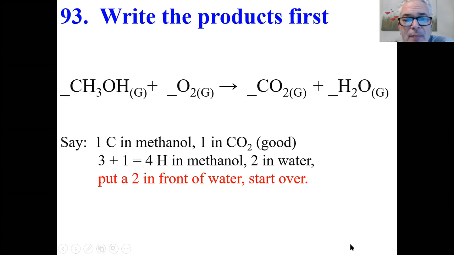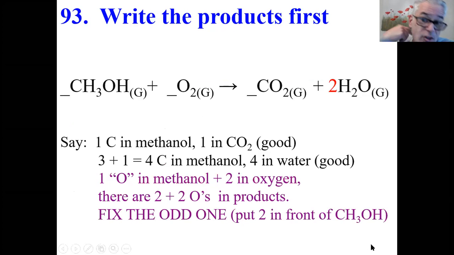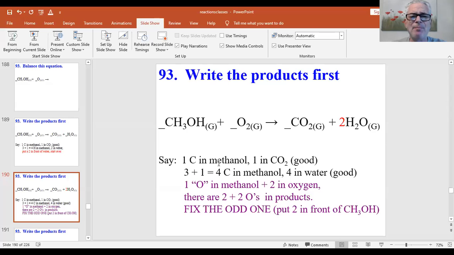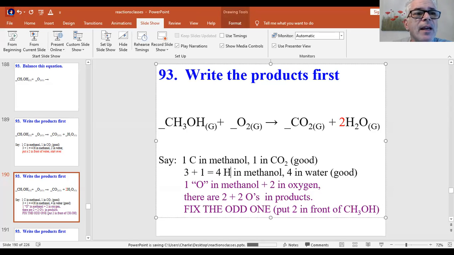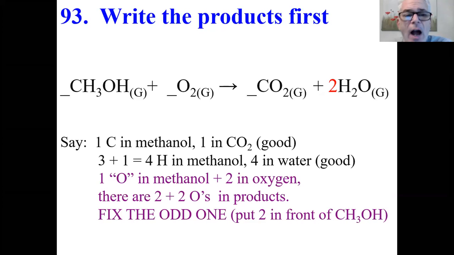So there's 1 carbon in methanol and 1 in carbon dioxide. Good. There's 4 H's in methanol, but there's only 2 in water. So we have to put a 2 in front of the water, and we have to start over again. So there's the 2 in front of water. Start again. 1 carbon in methanol, 1 carbon in carbon dioxide. There's 4. Who typed this? There are going to be 4 hydrogens in methanol and 4 in water now.